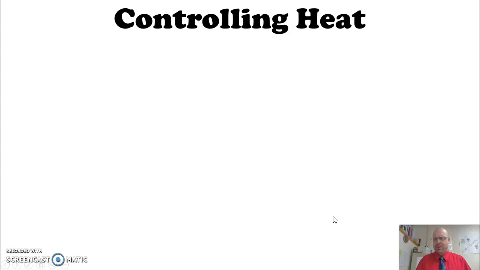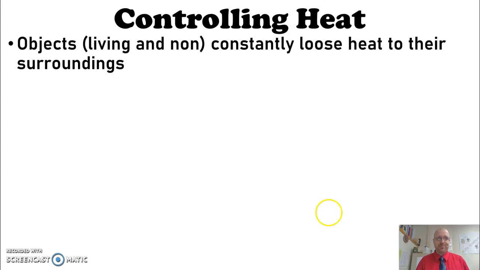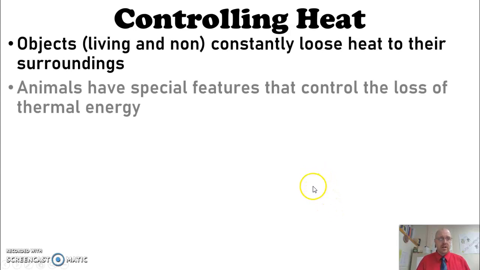When you stop and think about it, the blanket should actually make you feel warmer. Why does it help you feel cooler? It's because you're blocking that radiative barrier with the solid. How do you control heat? Objects, living and non, constantly lose heat to their surroundings. Remember, hot objects want to constantly send that energy out to a cooler or less hot environment.